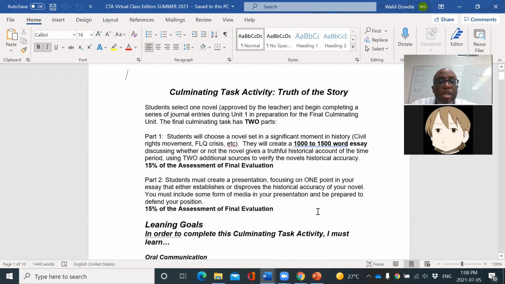The second part, after the essay, is you create a presentation focusing on one point in your essay that establishes or disproves the historical accuracy of your novel. So your presentation is basically your fourth paragraph explained, because your fourth paragraph would be the strongest reason that proves your point.